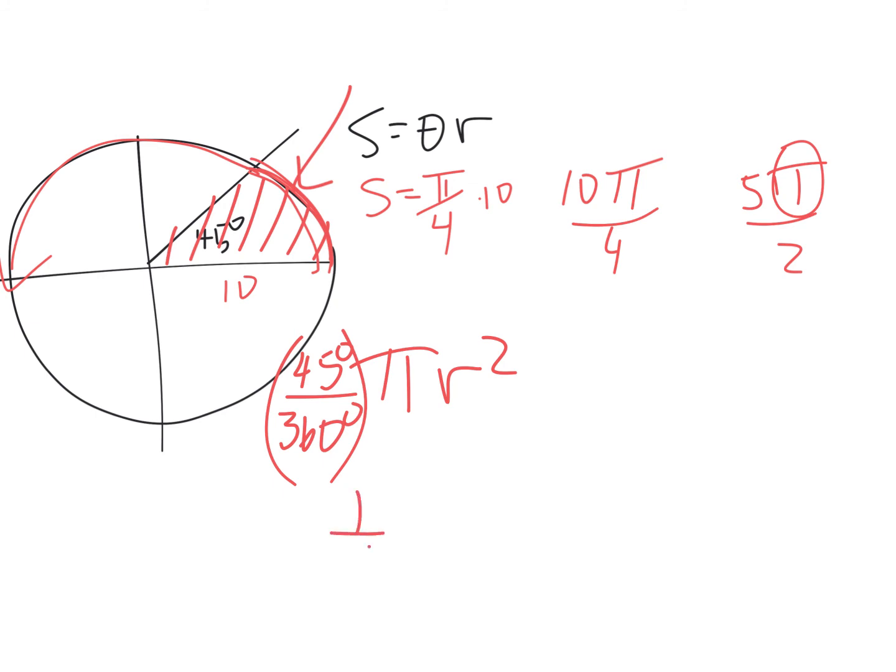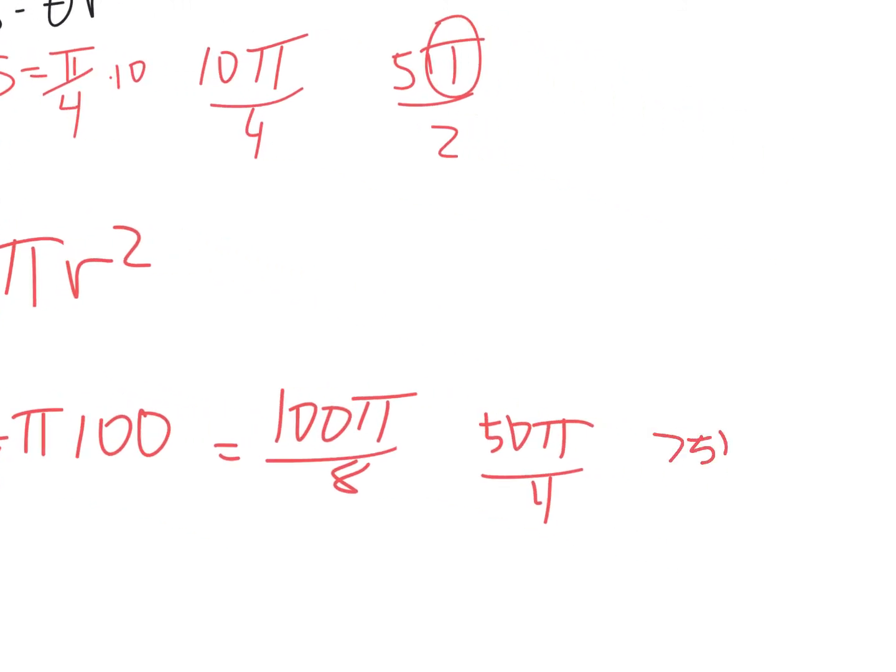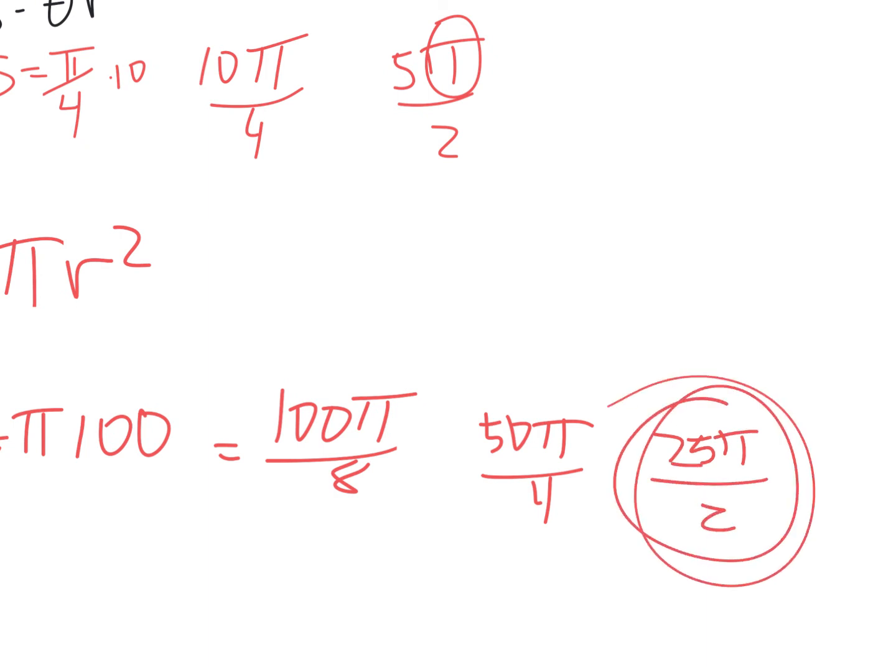So I'm going to say 1/8 of pi r squared, but r is 10, so 10 squared is 100. So 1/8 of pi times 100. So it's 100 pi over 8. Simplify it down, cut it in half each, maybe 50 pi over 4. Half again, 25 pi over 2. Raise your hand if you had that one right. Sweet. Any questions?